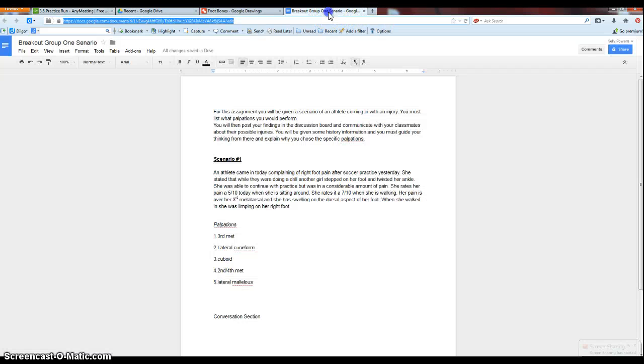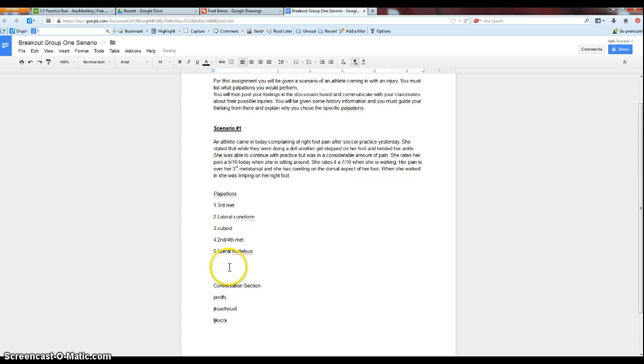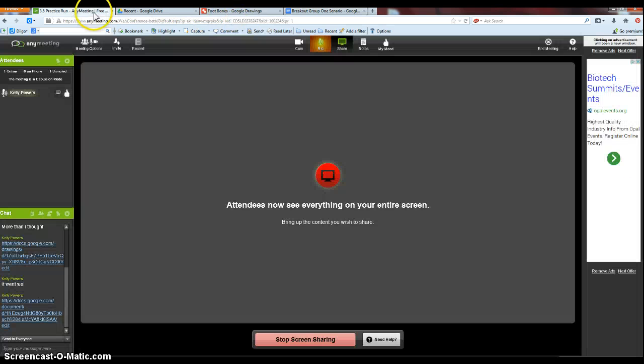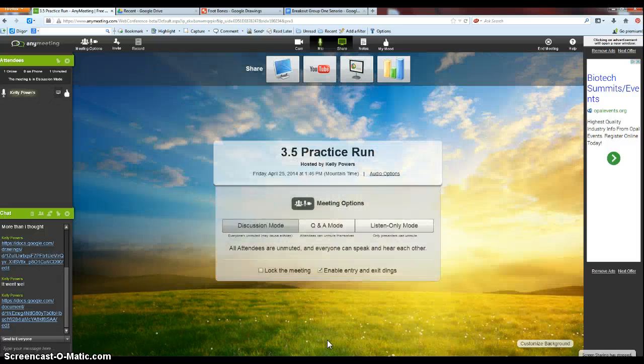So now, after you guys had that time, I'm going to screen share again. And let's show group 1 scenario. It's an athlete who came in complaining of right foot pain, and they came up with their palpations of the third metatarsal, the lateral cuneiform, cuboid, second and fourth met, lateral malleolus. So down here I can see they had some conversation about why they chose what and different ways to do it. Another way in Google Docs is there is a messaging thing, but it doesn't work for Firefox. It only works for Google Chrome. So now I'm going to stop screen sharing.